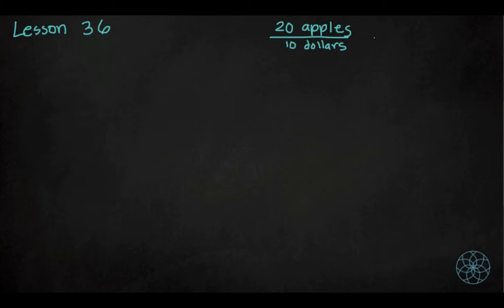Okay, so let's go ahead and write out that kind of reciprocal ratio. So we're going to do dollars per apple instead of apples per dollar. So it's not too hard, it's just like upside down. $10 per 20 apples. Good job. Hopefully that wasn't too difficult for you.